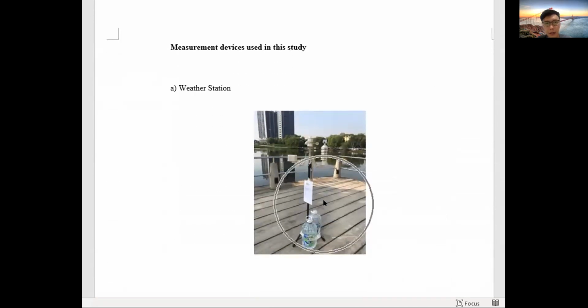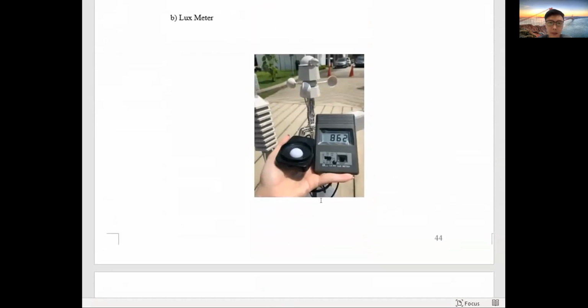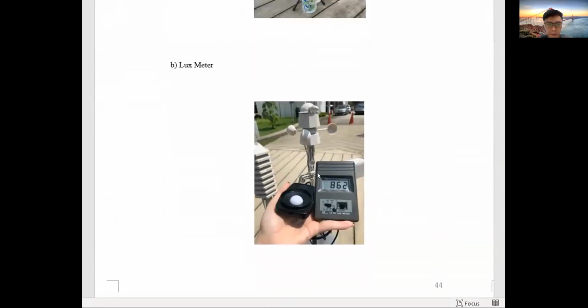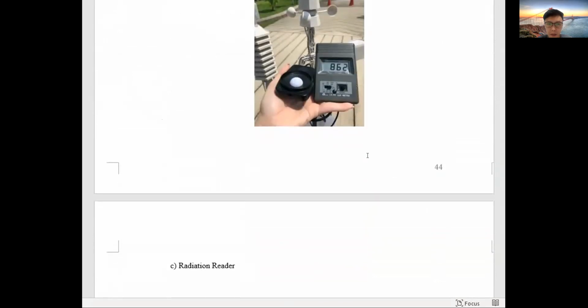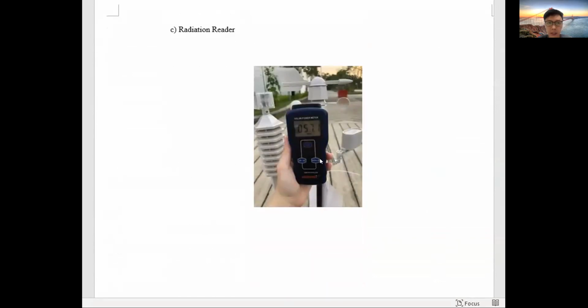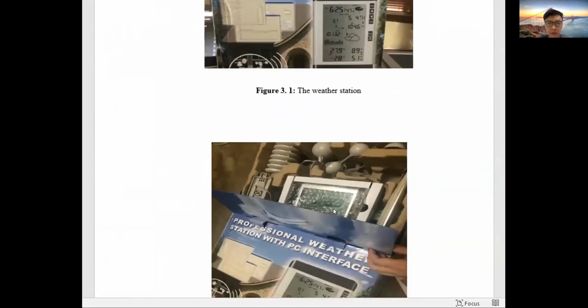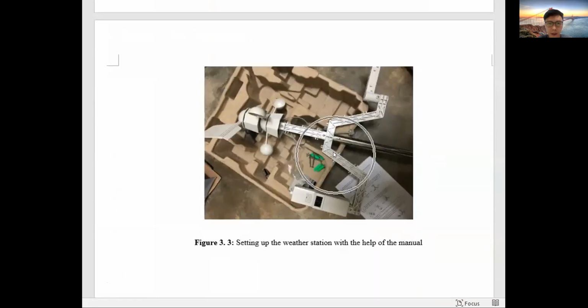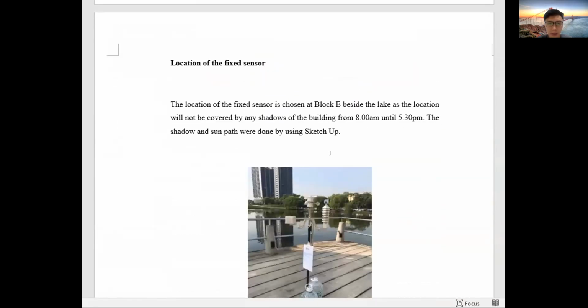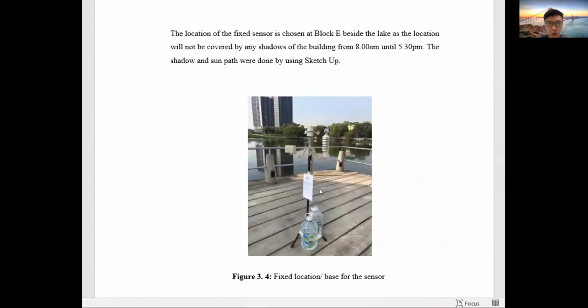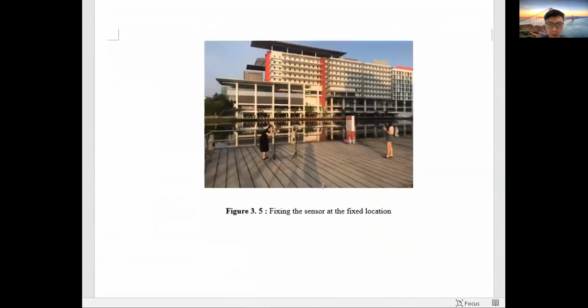She did weather stations. We put it in your campus. So this is the stations she got. It's a lux meter, and this is a radiation reader. And this is the setup and installation of the sensor. She's setting up the sensor, and this is where she put it to identify the weather in Taylor's campus.